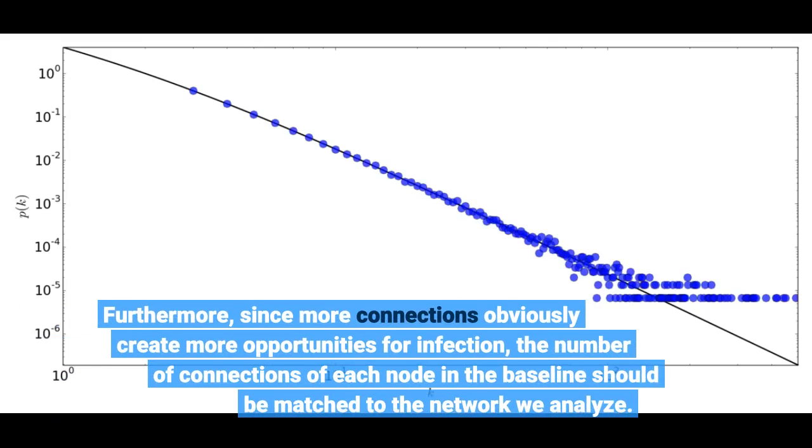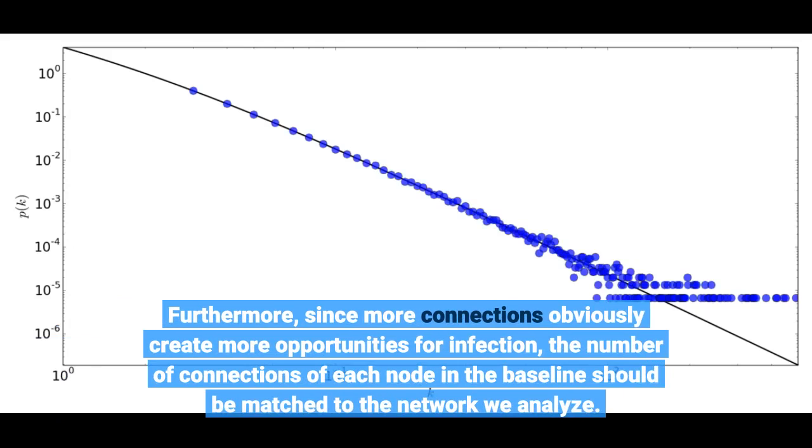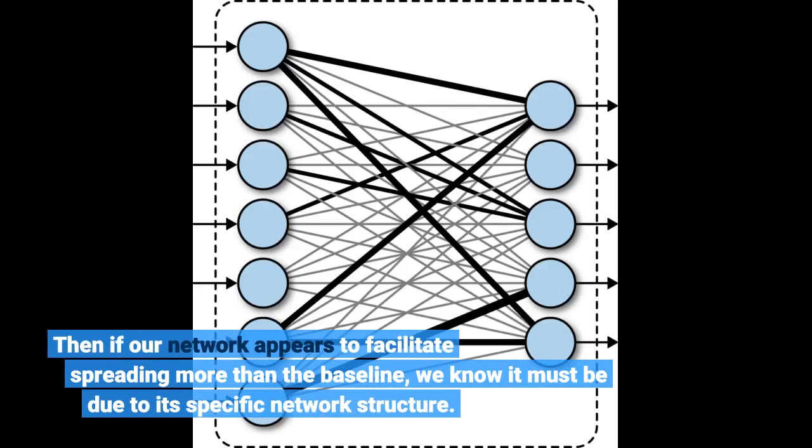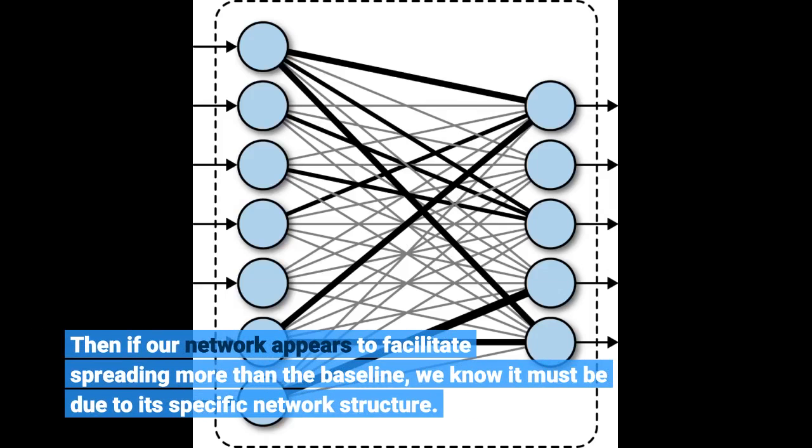Furthermore, since more connections obviously create more opportunities for infection, the number of connections of each node in the baseline should be matched to the network we analyze. Then if our network appears to facilitate spreading more than the baseline, we know it must be due to its specific network structure.